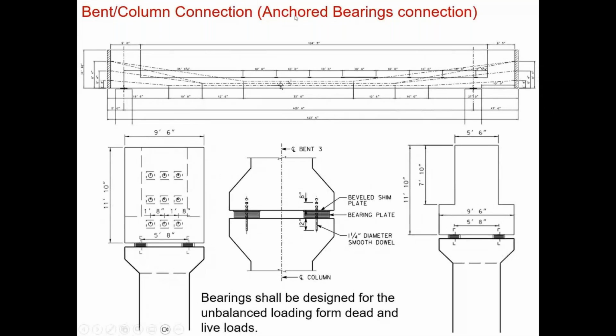Moving to the bearing connections, there are plenty of different ways that you can have a bearing connection between the straddle bent and the columns. This is just one example of it, and we call it the anchored bearing connection. If you look here, the straddle bent is sitting on two bearings on the columns. That's the in-plane view of the bent.